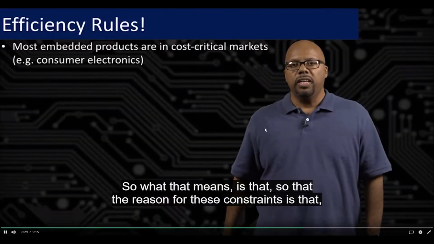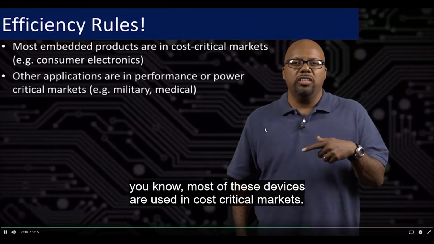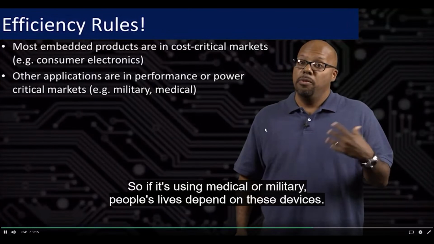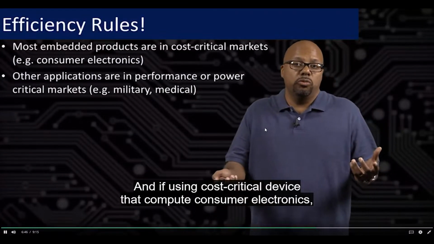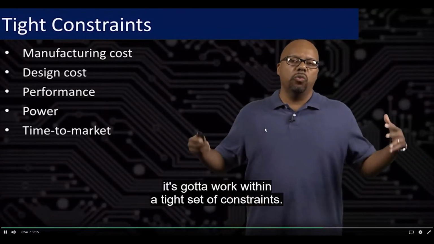So what that means is that the reason for these constraints is that most of these devices are used in cost-critical markets or in life-critical, right? So if it's used in medical or military, people's lives depend on these devices. And if it's used in cost-critical devices like consumer electronics, the cost is important. But either way, there are some constraints that are important to you. Besides just getting things to work, it's got to work within a tight set of constraints.